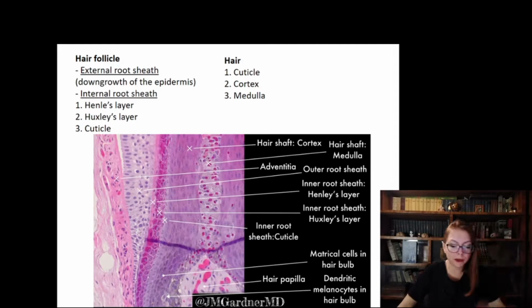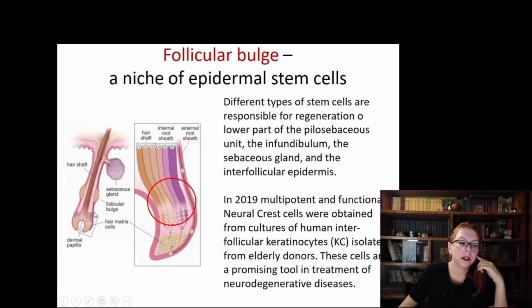But what we have to say is that in the hair follicle there is a special follicular bulge region, and it is located between the arrector pili muscle and the sebaceous gland. In the hair bulge, we can find lots of stem cells to regenerate different components of our skin.